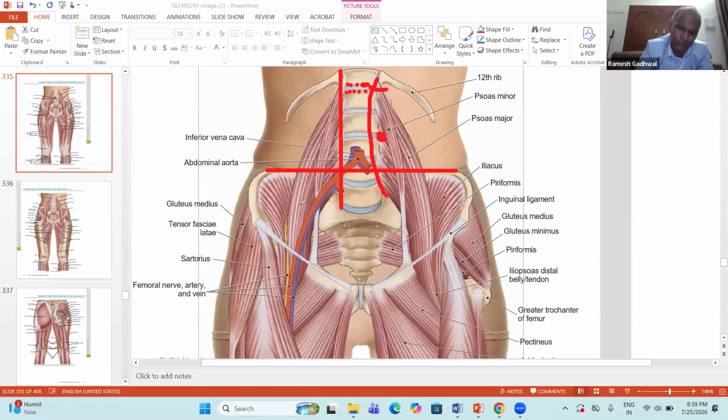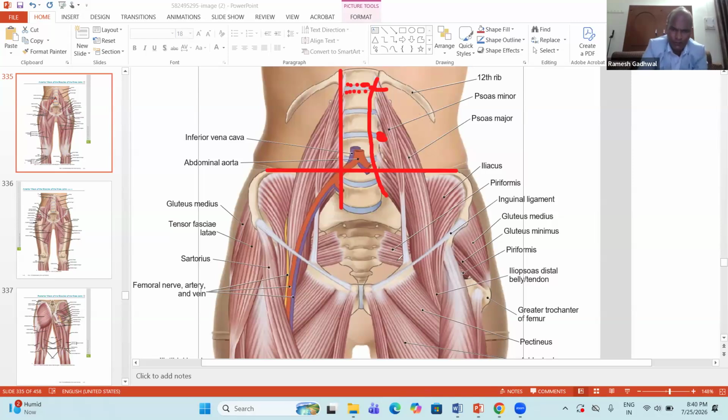And most important, I tell you every time for lower limb, the muscle is the iliopsoas. So here you can see this muscle is psoas major, and beneath it there is psoas minor. That is coming, joining with the pubic.